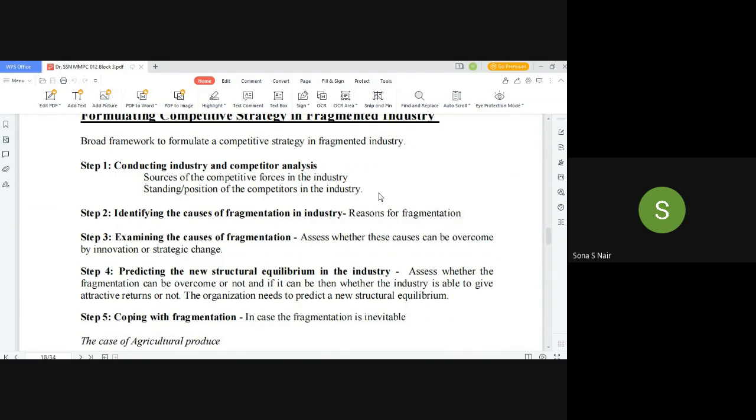The scope of this analysis would be very limited, limited to the kind of competitors which are there in the immediate geographic area or immediate vicinity. Identifying the causes of fragmentation in the industry.